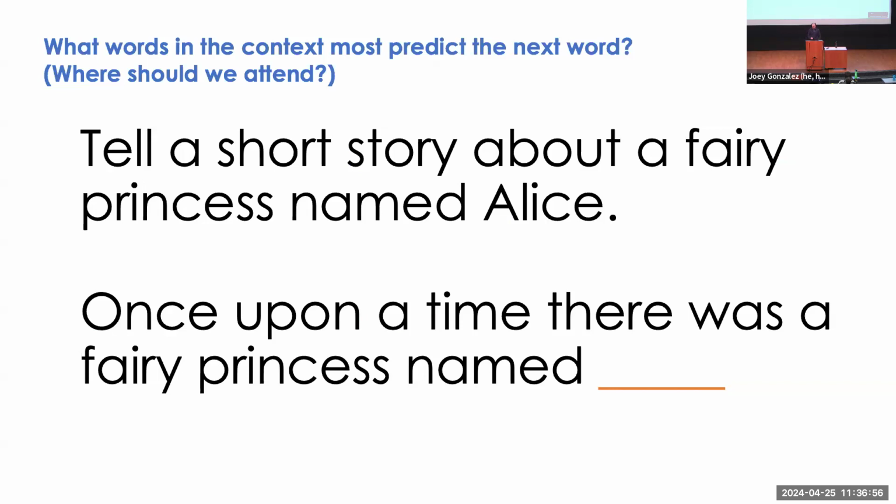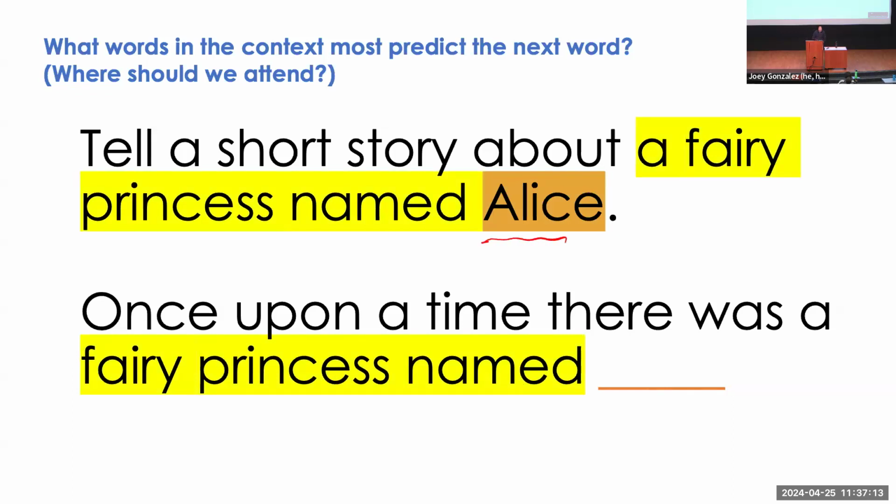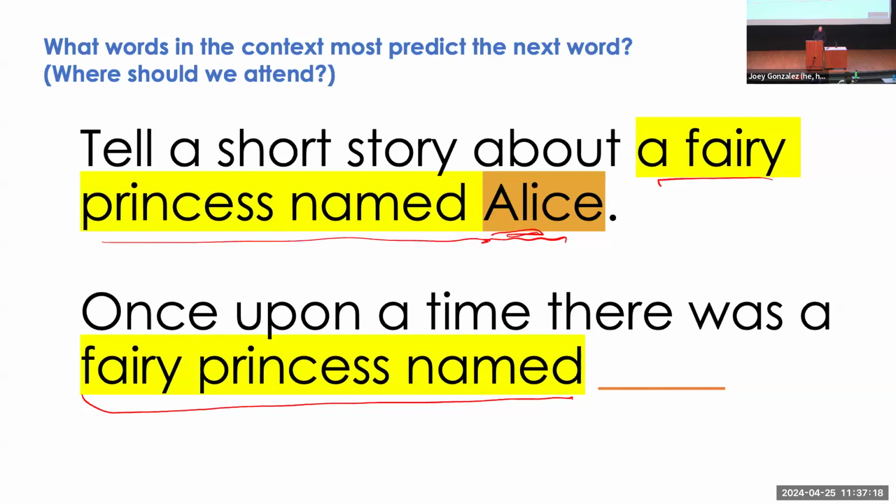So to illustrate this, I give you this. Here's my prompt. Tell a short story about a fairy princess named Alice. Once upon a time, there was a fairy princess named Alice. And how do you know that? There was one word that mattered a lot, Alice. And probably some of this context told me that I should probably pay attention to Alice and some of this context here. I don't care about short. The answer is not short, right? That's just not helpful, right? So I want to attend, look at, pay attention to only certain parts of the context, based on what's going on around me. This part right here.